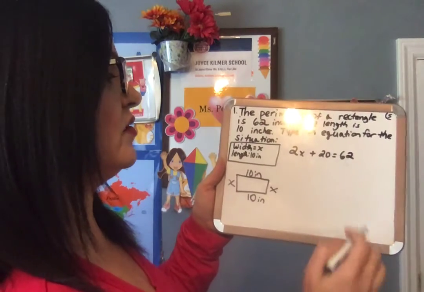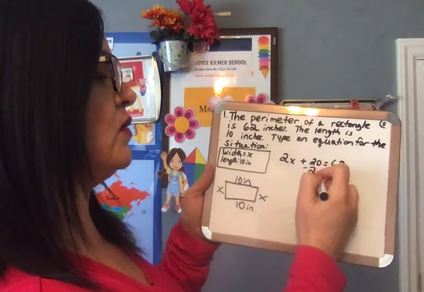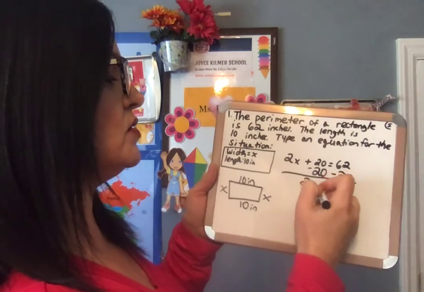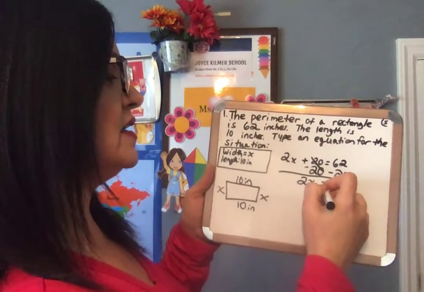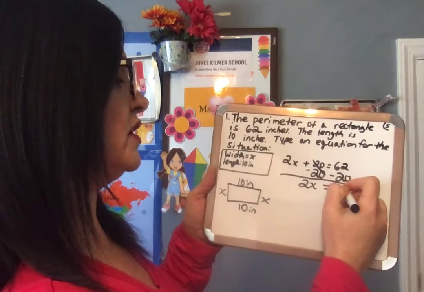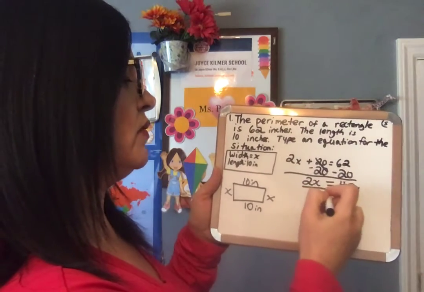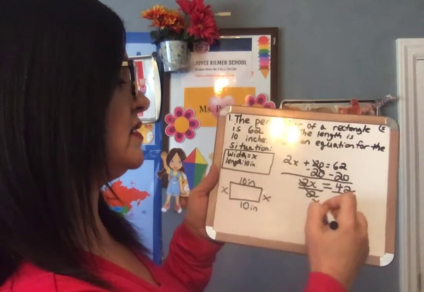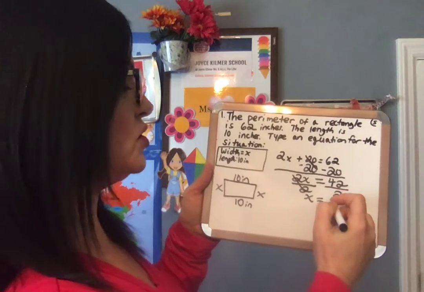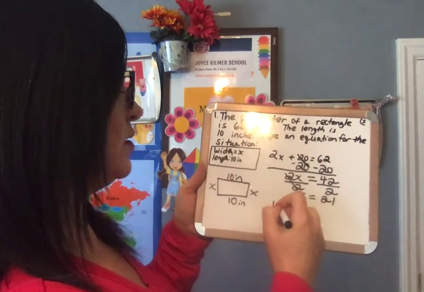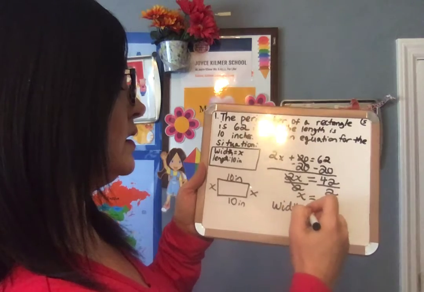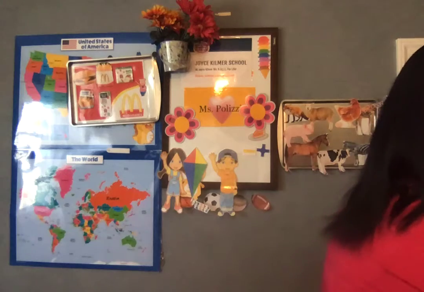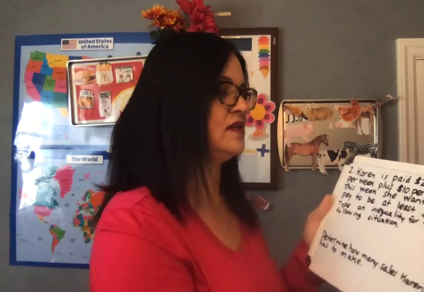And then we'll go ahead and solve that. So in order to solve it, we'll have to take away 20 on both sides. Draw your line. Bring down your 2x. Cross this out. 62 take away 20 is 42. Now we're going to divide 2 on both sides. Cross this out. X equals 42 divided by 2 is 21. So we know that our width is 21 inches. Okay?